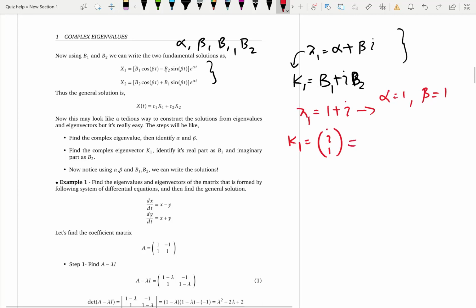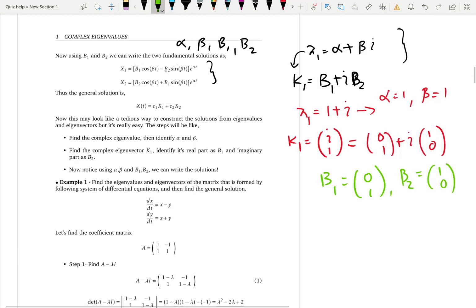So let's rewrite this complex eigenvector like a complex number. We can decompose this as the real part, which is (0, 1), plus the imaginary part, which is i times (1, 0). Right? So we learned how to do this. So what is b1? b1 is the real part, which is the vector (0, 1). b2 is the imaginary part, which is (1, 0).